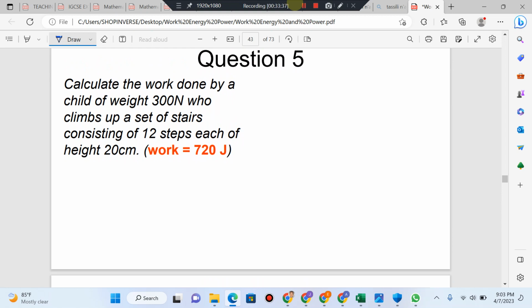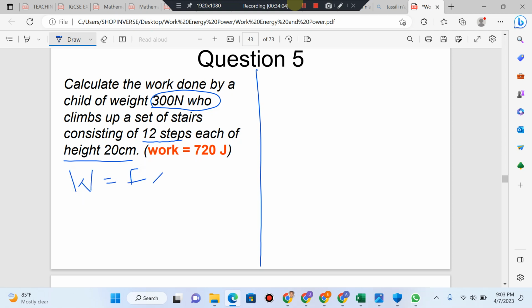Now let us solve this one. Calculate the work done by a child of weight 300 Newton who climbs up a set of stairs consisting of 12 steps, each of height 20 cm. The best way to solve this is to write out your values.